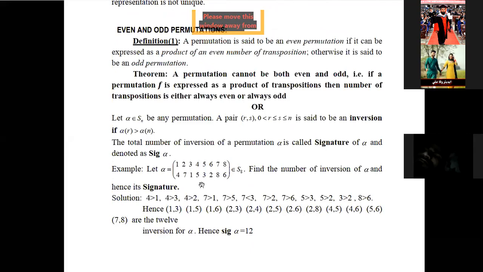Okay, now we have here 1. What is the image of 1? 4. Okay, the image of 1 is 4. Now you check, 4 is greater than which element on the right hand side? 4 is greater than 1, see here. 4 is greater than 3 here. 4 is greater than 2 here. Okay, so only 3.